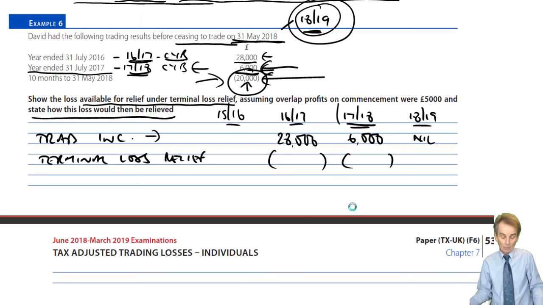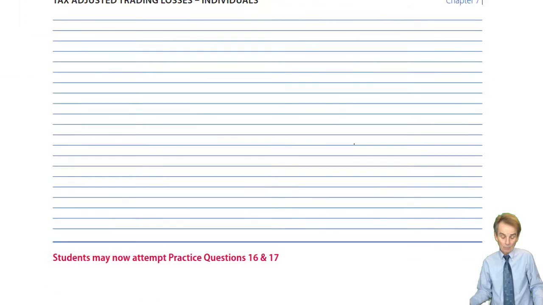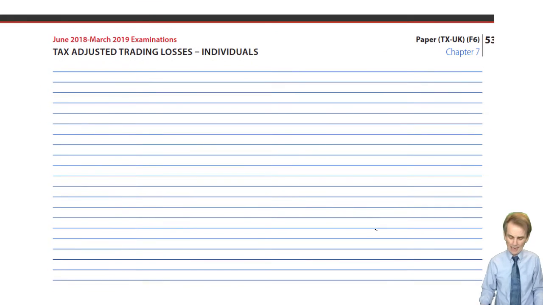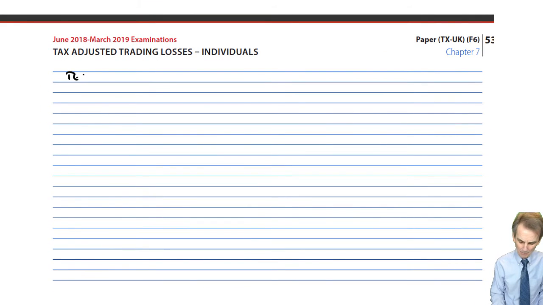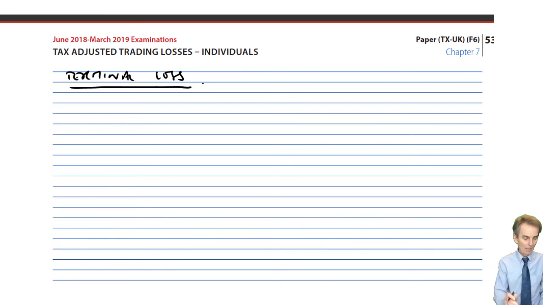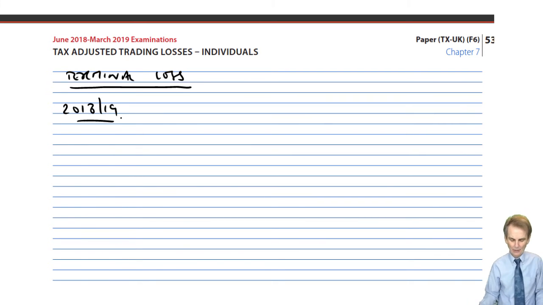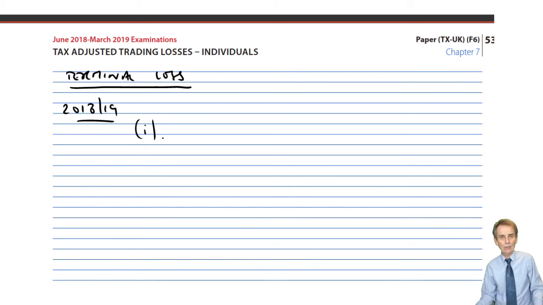But what we've got to be able to do is to compute that terminal loss. So we would now need our working to compute the terminal loss. Now remember what we said, we break it up into 2 parts. Firstly, that part of the last 12 months of trading that falls into the final tax year, which was 2018-19. And that itself is made up of 2 constituent components.